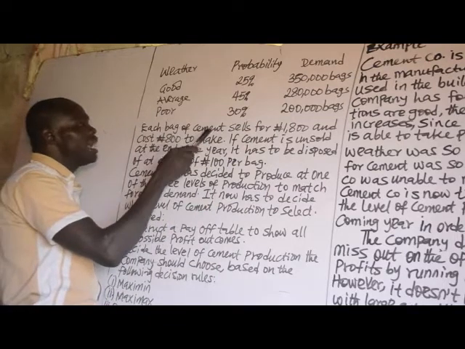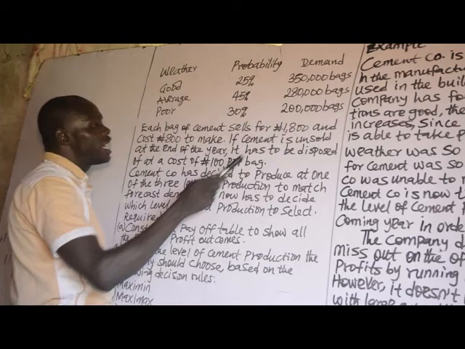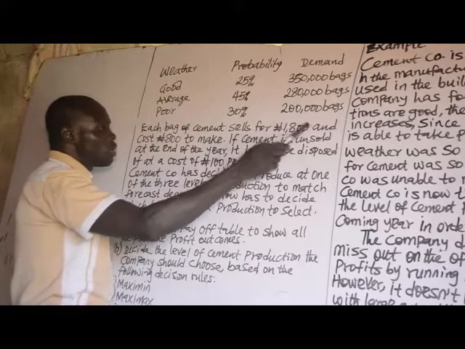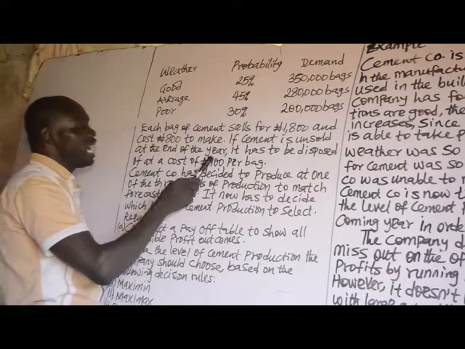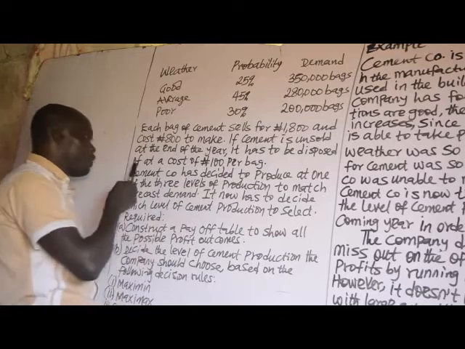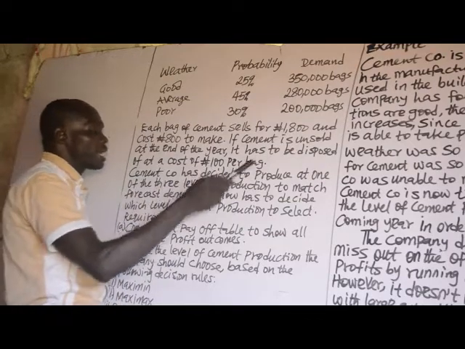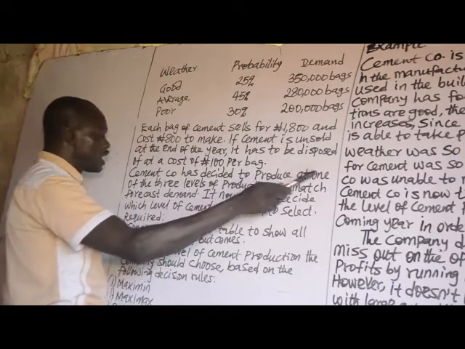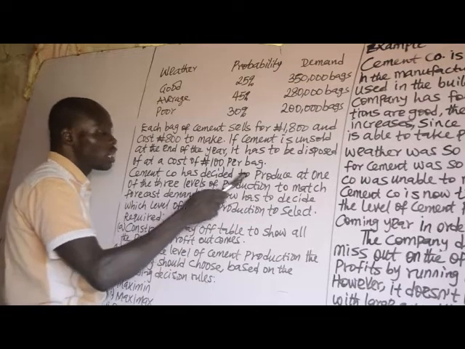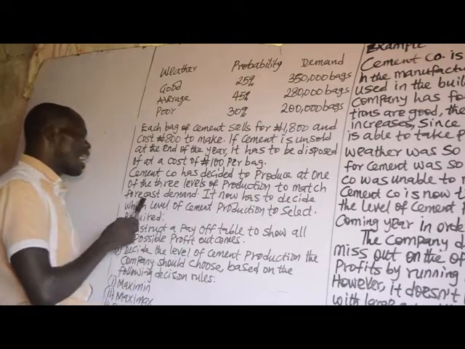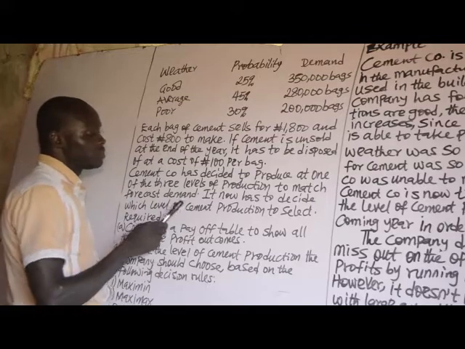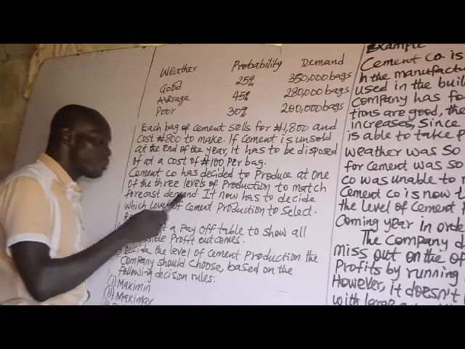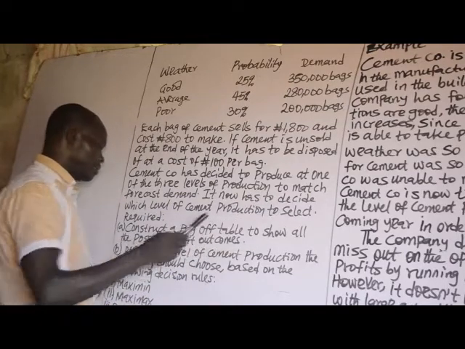Each bag of cement sells for 1,800 naira and costs 800 naira to make. If cement is unsold at the end of the year, it has to be disposed of at a cost of 100 naira per bag. Cement Co. has decided to produce at one of the three levels of production to match forecast demand. It now has to decide which level of cement production to select.